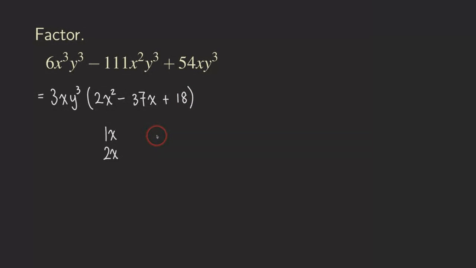So instead of trying 2 and 9, I'm going to try 18 and 1. Okay, it's because we need a number large enough to get the 37, right? So 2 and 18, we get what? 36x, okay? And then 1x and 1, we get 1x. That's how we can get the 37.